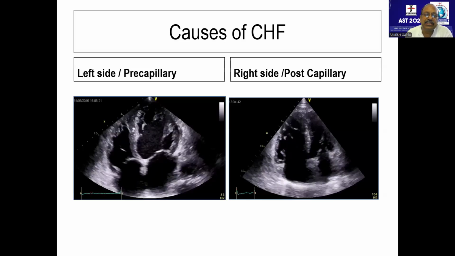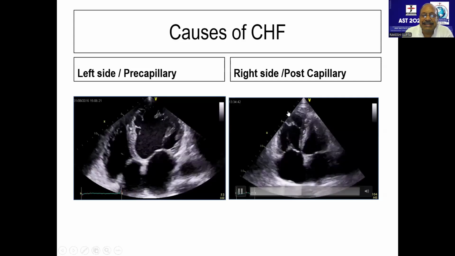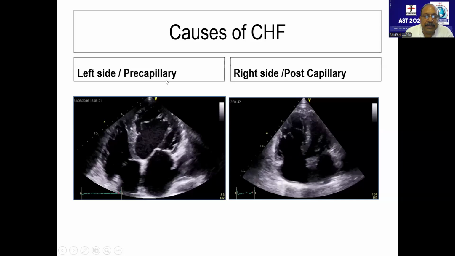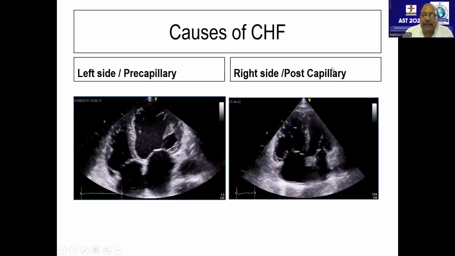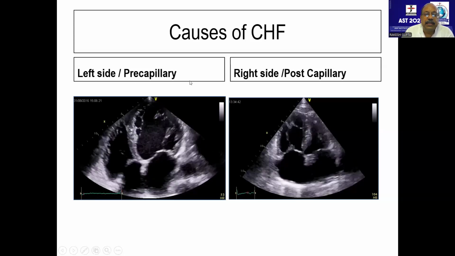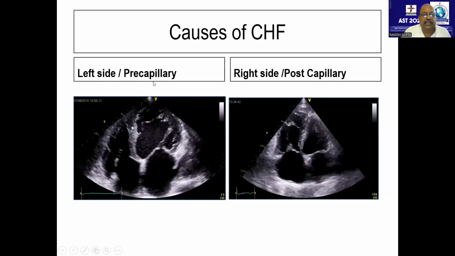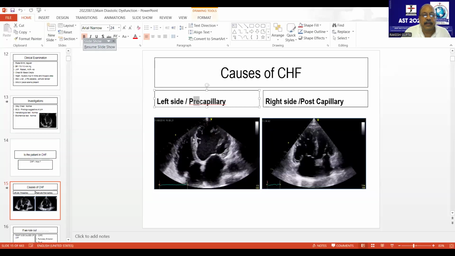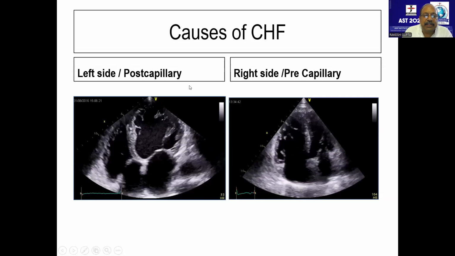Now, this is a classification of congestive heart failure. What is congestive heart failure? Right-sided congestive heart failure. Correct? There is a pre-capillary congestive heart failure. There is a post-capillary congestive heart failure. These words are written wrong over here, so let me just correct them right in front of you. This is the patient of post-capillary congestive heart failure.